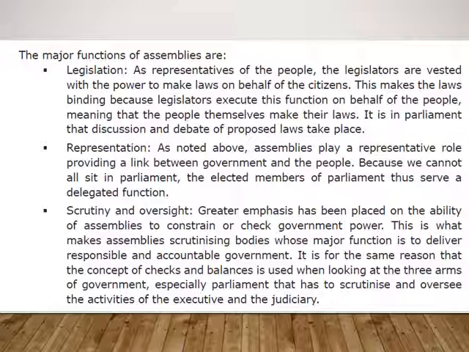Scrutiny and oversight. Greater emphasis has been placed on the ability of assemblies to constrain or check government power. This is what makes assemblies structured bodies whose major function is to deliver responsible and accountable government. It's for the same reason that the concept of checks and balances is used when looking at the three arms of government, especially parliament, which has to scrutinize and oversee the activities of the executive and the judiciary power.